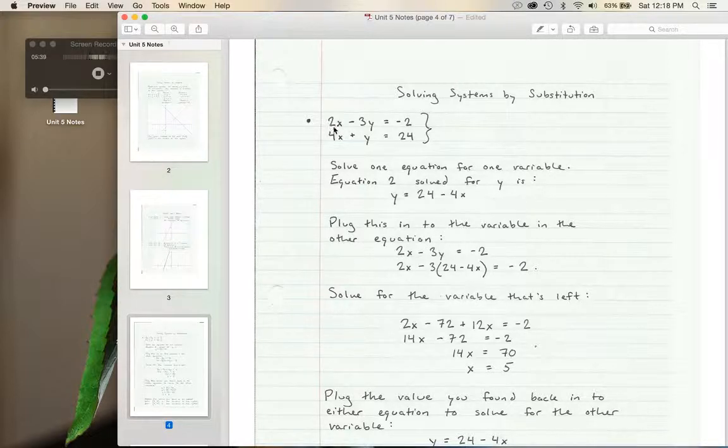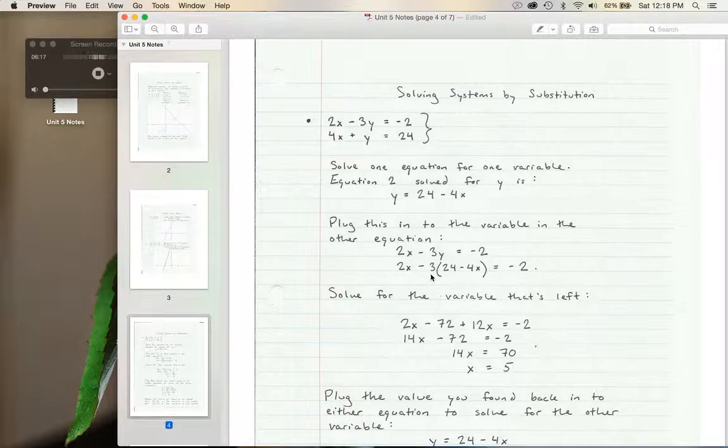My other equation is 2x minus 3y equals negative 2. I've rewritten that here, and in place of the y, I've plugged in everything that y equals. Y equals this whole thing. So instead of y, I'm writing in parentheses 24 minus 4x. Everything else is just carried down from that first equation. Next, I'm going to simplify this. I want to solve for the variable that I have, and I still have the variable x sticking around, so I'm going to solve for the variable that's left.